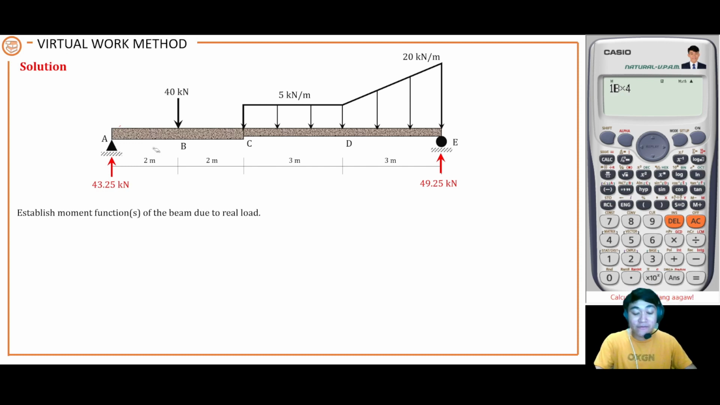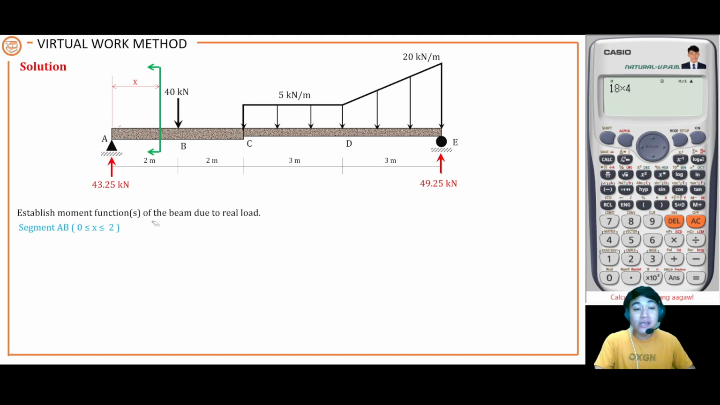So to create a moment function for segment A to B, the cutting section varies, or the distance x varies from 0 up to 2. So this is your distance x from the leftmost part of the beam. Again, your x here is only valid for 0 to 2 meters. So we are going to create moment functions for each segment.